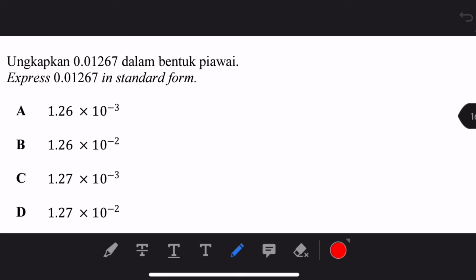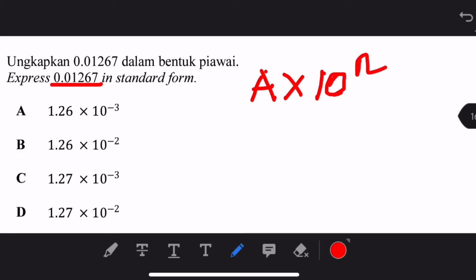This is actually standard form. For standard form, normally we will write in this form, which is A times 10 to the power of n, right? So the A is actually a number that must be more than, can be equal to 1, but it must be less than 10. Okay, so when the number is more than 1, the n will be positive, and when number is less than 1, the n will be negative.